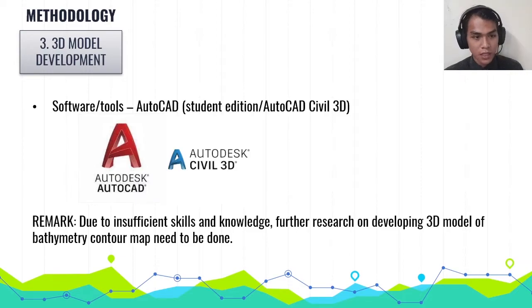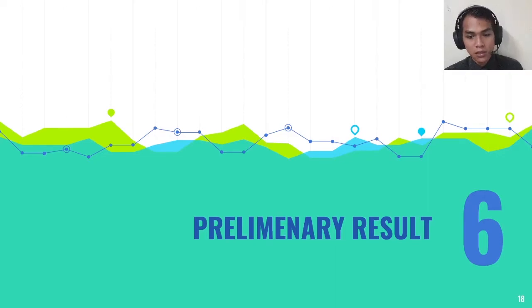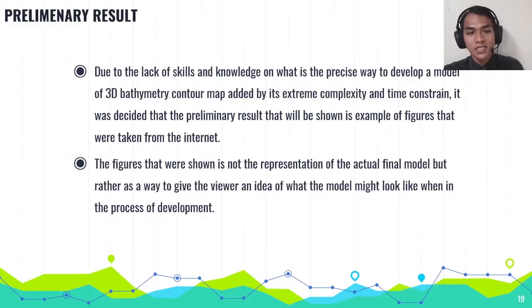So that's that. Number 6 is preliminary results. Due to the lack of my own skill and knowledge on the precise way to develop a 3D bathymetric contour map model, added to its extreme complexity and time constraints, it was decided that the preliminary result that will be shown is a sample figure taken from the internet. The figure shown is not a representation of the actual final model, but rather a way to give the viewer an idea of what the model might look like when the development process is done.